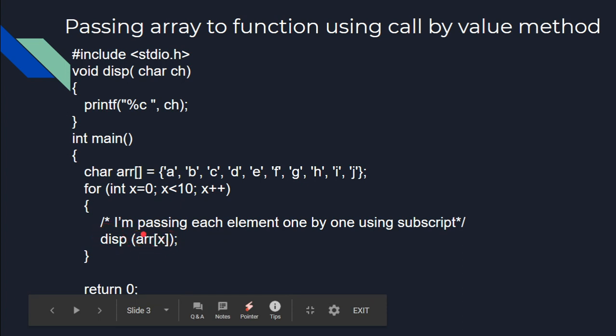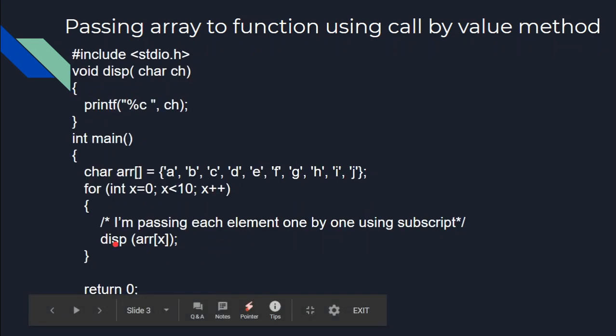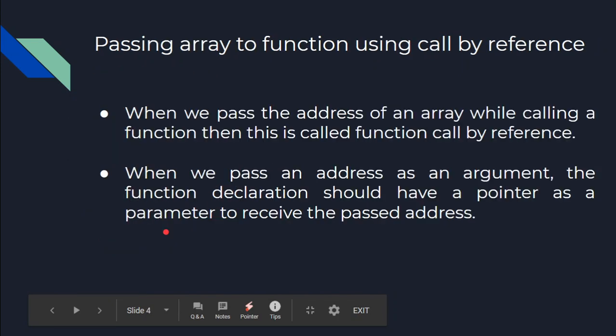So when x is initially equal to 0, the first element will be passed, x is equal to 1, the second element will be passed. Likewise 0, 1, 2, 3, 4, 5, 6, all the elements will be passed to the function. So this is passing an array to a function. Now let us see the next example, how to pass the array using call by reference.